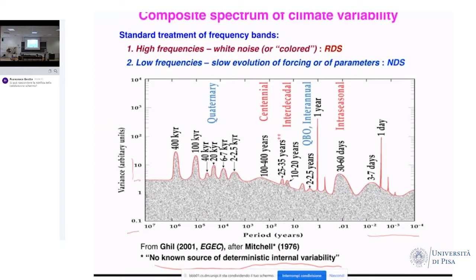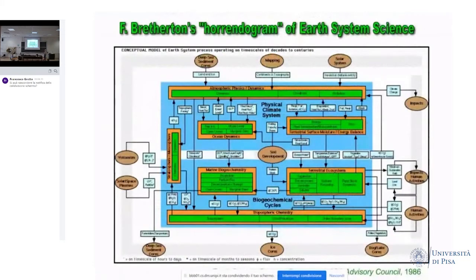Okay, next one. Well, this is called the Francis Brenneton Horrendogram of Earth System Science. Unfortunately, you can't see the title. This was due to the fact that NASA, the United States National Aeronautics and Space Agency, had done some successful exploration of several planets and satellites in the solar system, and somebody had the bright idea that it might be nice to look at our own planet. So they named an advisory council to look at what was called, I think for the first time, the Earth System Science.